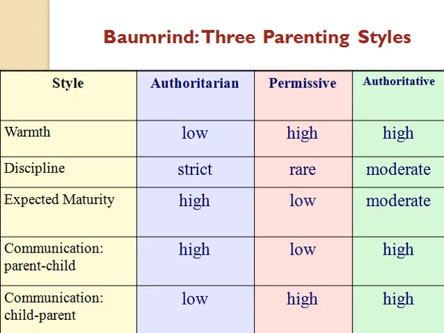Communication from parent to child: the parents will demand more from children in an authoritarian parent, so it will always be high. In a permissive parenting style it will be low, and in an authoritative parenting style it will be high. And communication from children to parents, in an authoritarian parenting style, the children will normally be afraid to speak to parents, so it will always be low, whereas in a permissive and authoritative parent it will be high.